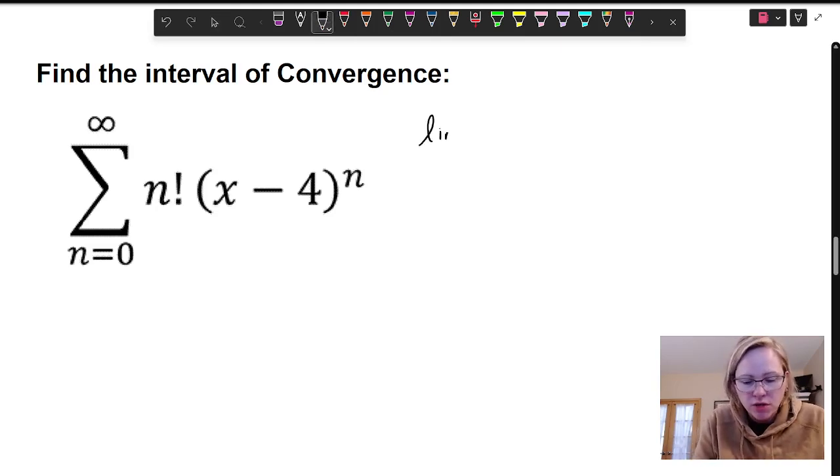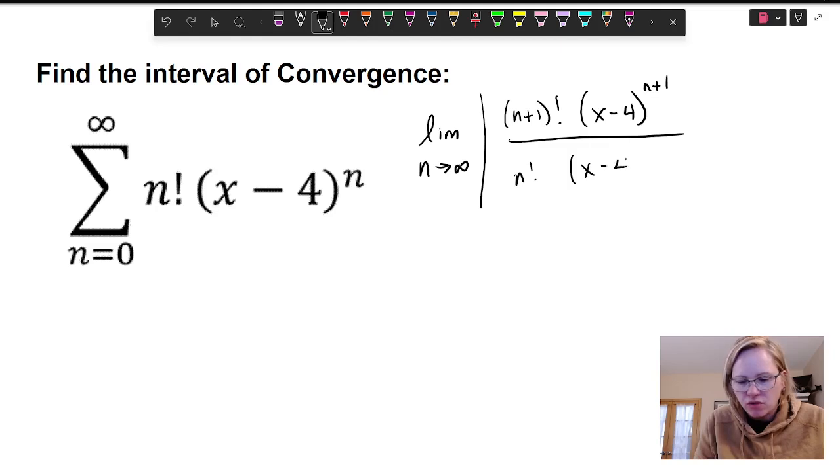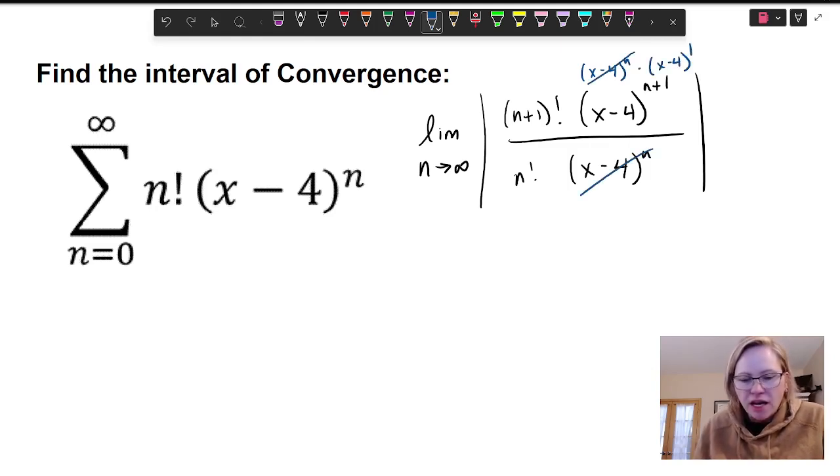So we're going to do the limit as n approaches infinity, and we are going to set up our ratio. So we're going to have (n plus 1) factorial times (x minus 4) to the n plus 1, all over n factorial times (x minus 4) to the n. And we're going to simplify. So I'm going to break up any exponents that I have. This is going to be (x minus 4) to the n times (x minus 4) to the 1, canceling away that (x minus 4). And then here we've got (n plus 1) factorial over n factorial.